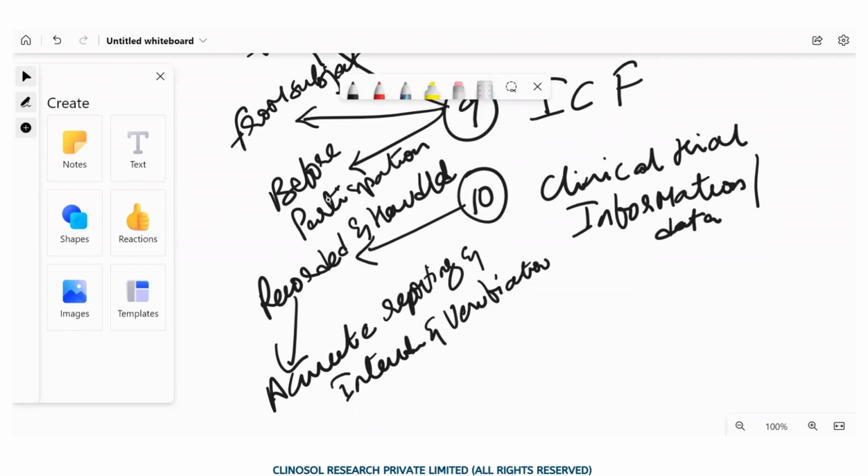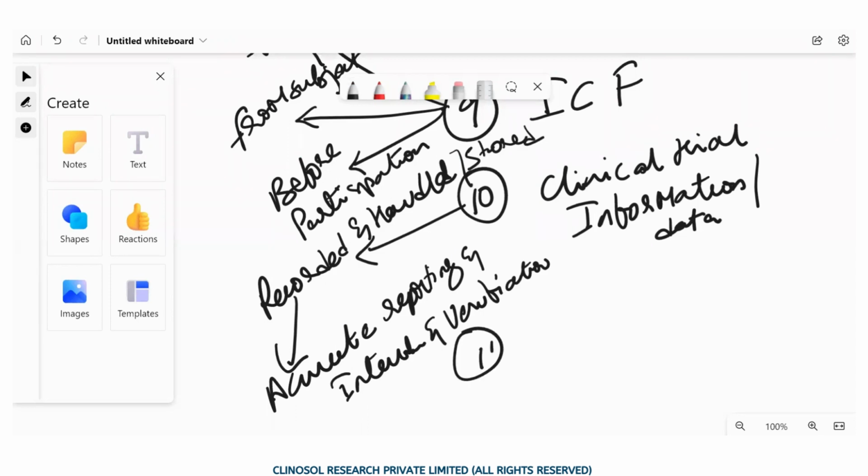It should be accurately given. It should be accurately reported. So clinical trial information or data should be recorded, handled, and stored in such a way that allows the accurate reporting, interpretation, and verification of clinical trial data. You could go back and verify it, interpret it, and report it accurately. So this is about principle number 10.